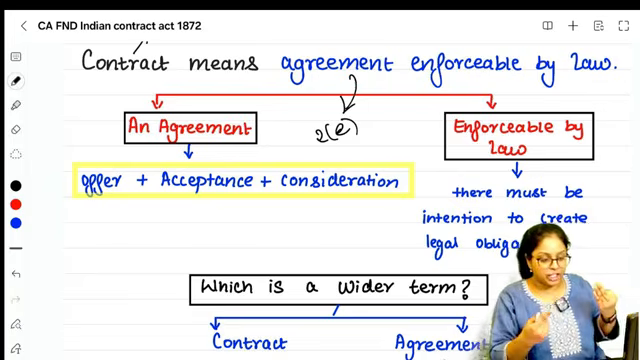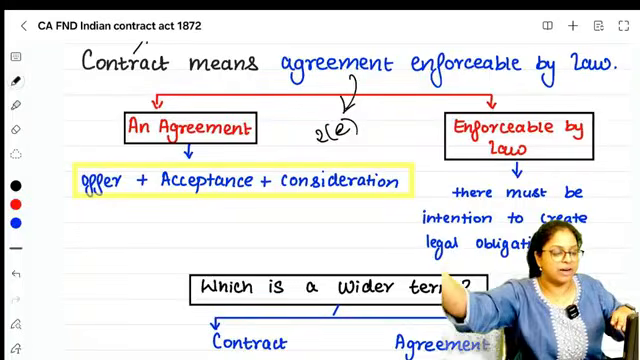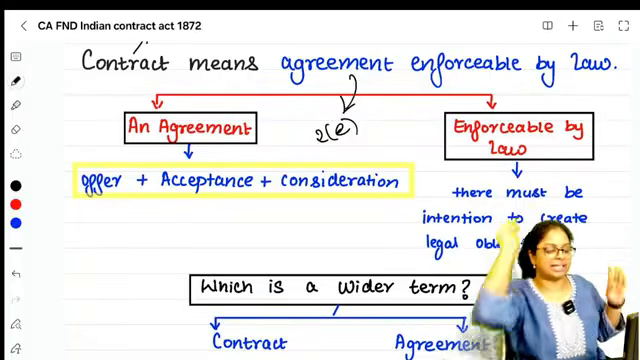Do we have the intention to create legal obligation? Yes. So there is enforceability. Does this become a contract? Yes.